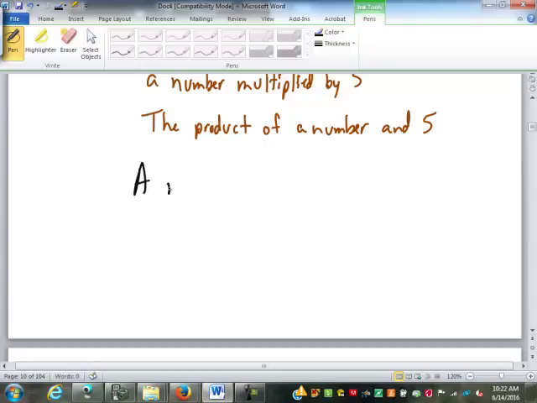We could have a number split 3 ways. What's that going to be? Division. So x or n or whatever letter we want to use for that number divided by 3.